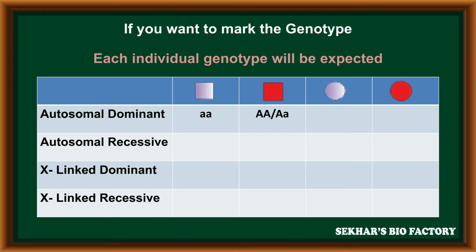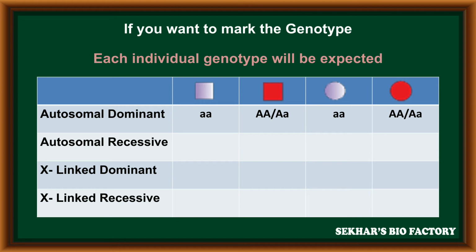In case of an unaffected female in autosomal dominant, there is no dominant allele, so the unaffected female genotype becomes small a small a, and an affected female, due to having at least one dominant allele in the form of capital A small a, will be affected. So in this way we can expect their genotypes.